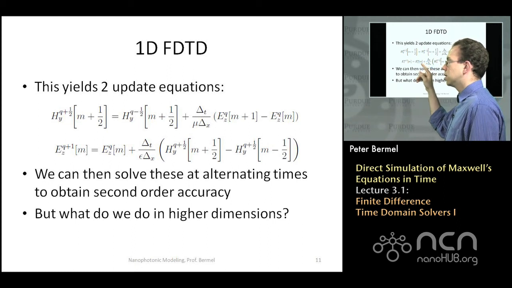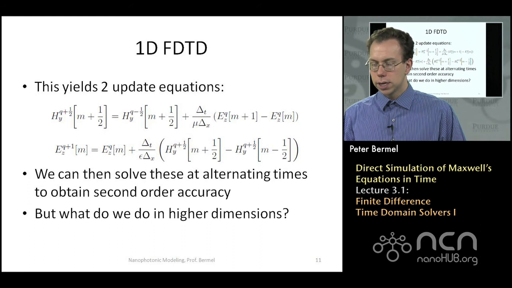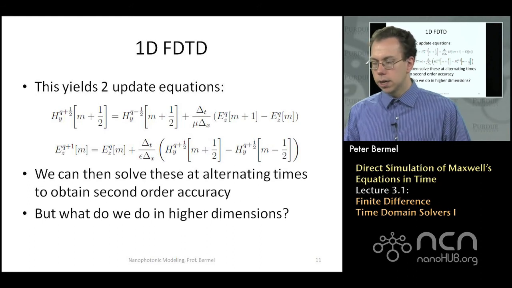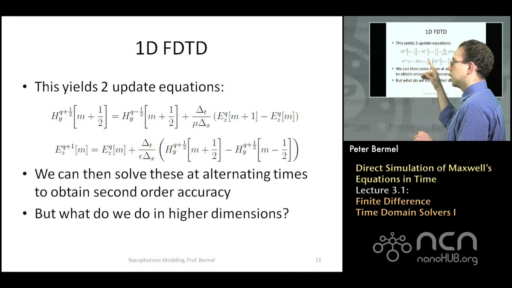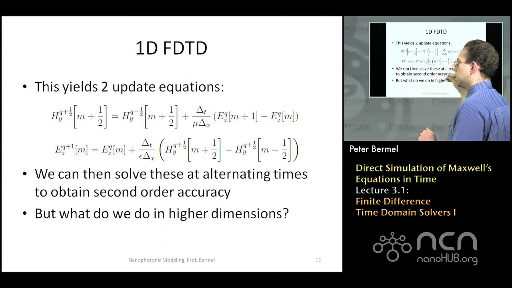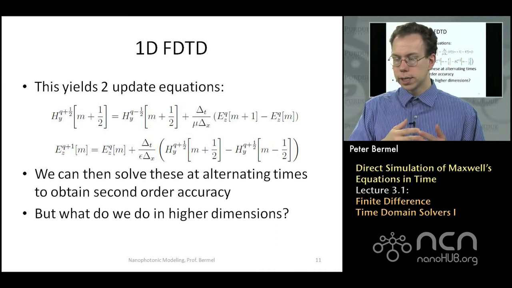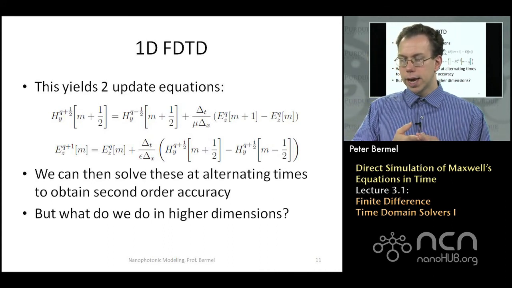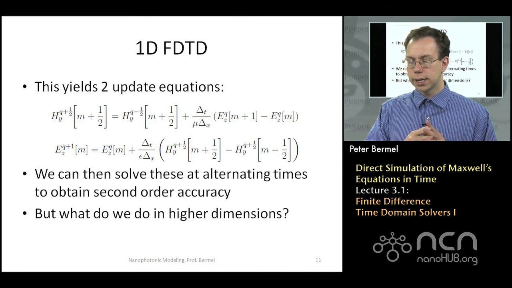The second equation is constructed in a very similar fashion from the other Maxwell equation. Again, we end up with an equation where the new E field is the old E field plus delta t by delta x over epsilon times the difference of H's. If we alternate solutions at t plus 1/2, then t plus 1, t plus 3/2, t plus 2, and so on, we can get second order accuracy using what's essentially a leapfrog technique.